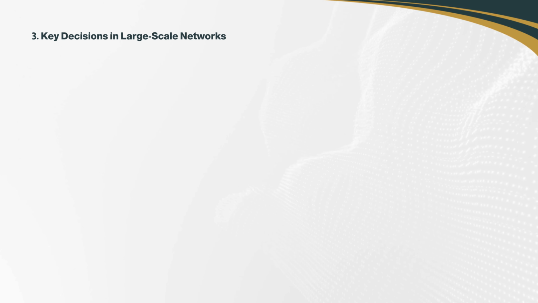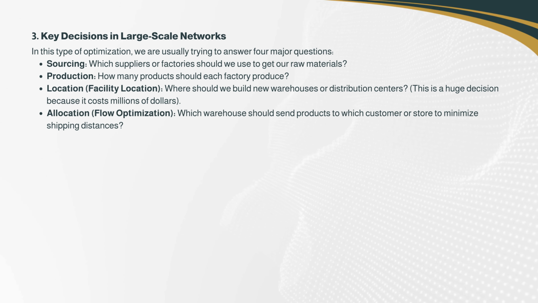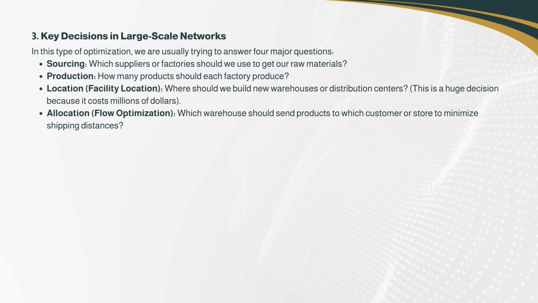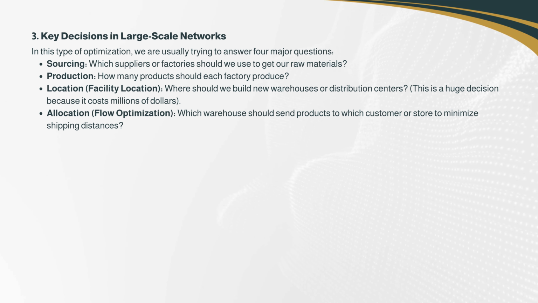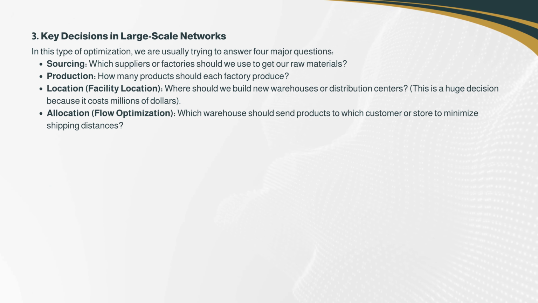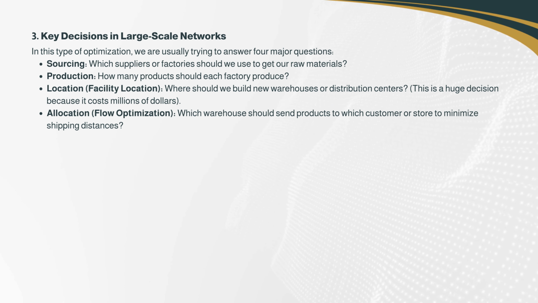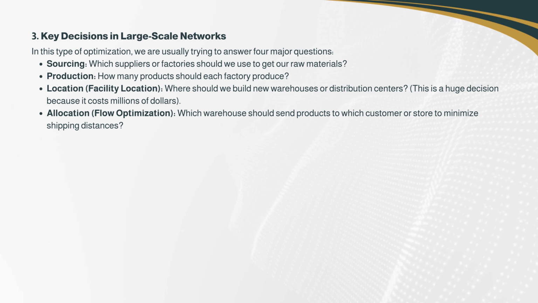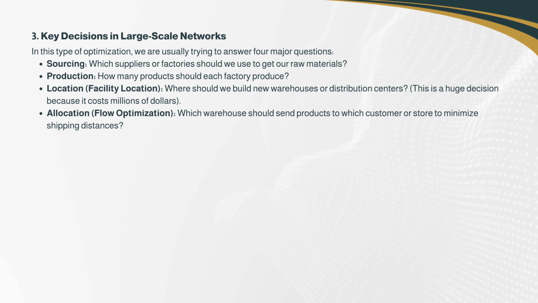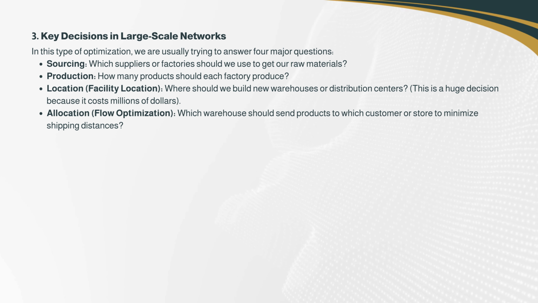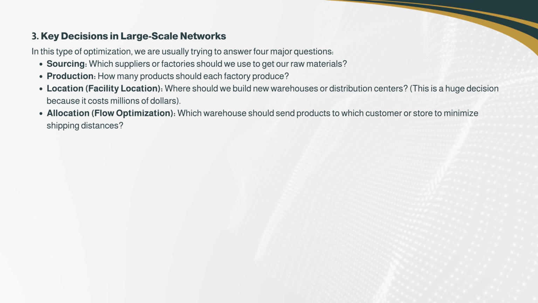3. Key decisions in large-scale networks. In this type of optimization, we are usually trying to answer 4 major questions. Sourcing. Which suppliers or factories should we use to get our raw materials? Production. How many products should each factory produce? Location, facility location. Where should we build new warehouses or distribution centers? This is a huge decision because it costs millions of dollars. Allocation, flow optimization. Which warehouse should send products to which customer or store to minimize shipping distances?